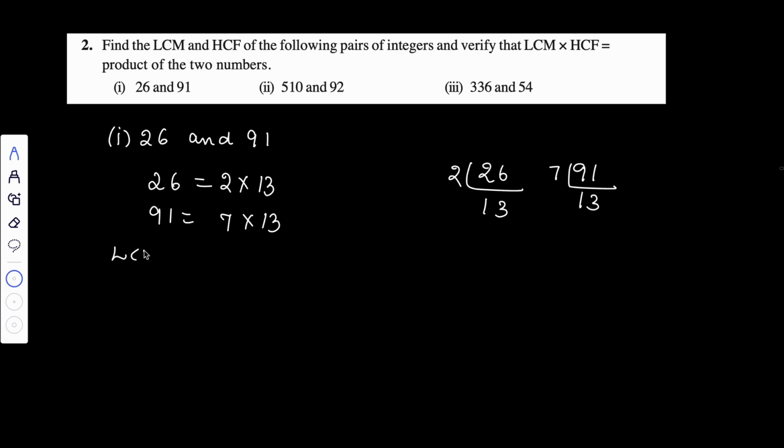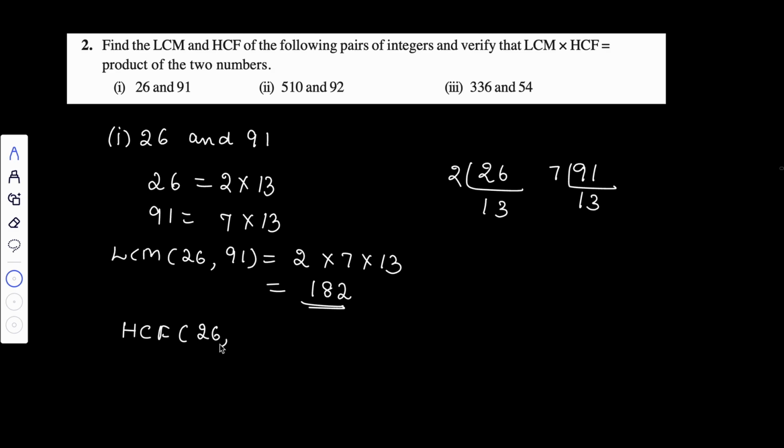Now the LCM of 26 and 91 is equal to, you should write all the factors first, 2 into 7 into 13. And all are having here highest power is 1 itself. So when you multiply everything, you will get 182. Now the HCF of 26 and 91 is equal to, here we should go for the common one, in that the lowest power we have here 13. So that is the HCF.